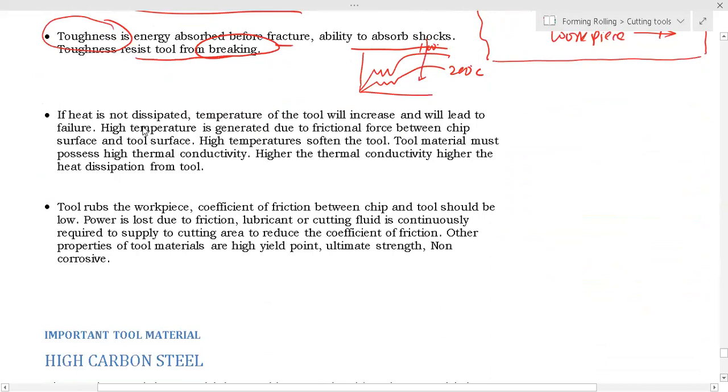Now, if heat is not dissipated, the temperature of the tool will increase and will lead to failure. High temperature is generated due to frictional force between the workpiece surface and the tool surface. High temperature softens the material. Tool material must possess high thermal conductivity. So, thermal conductivity.